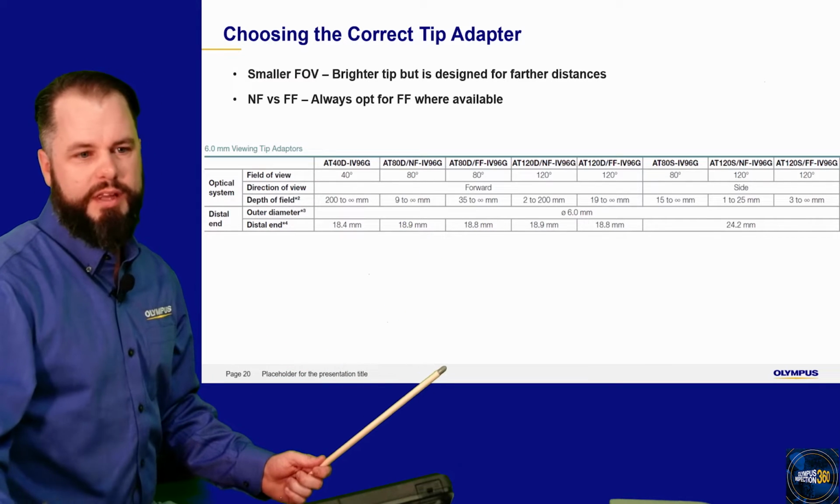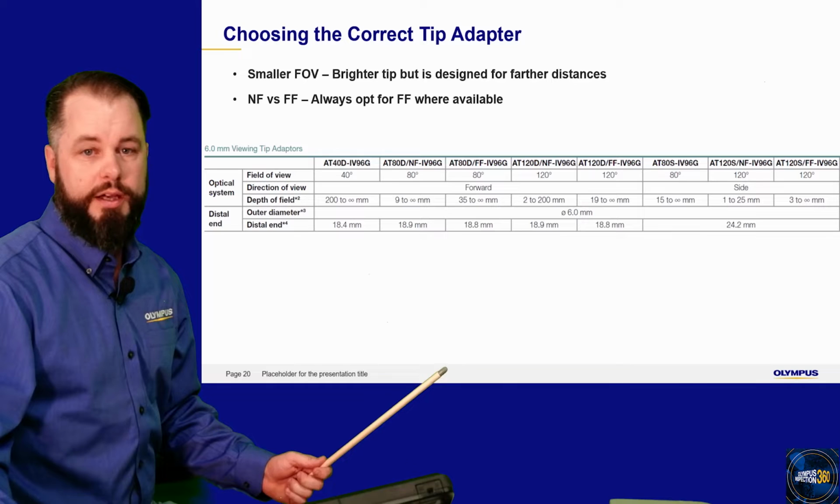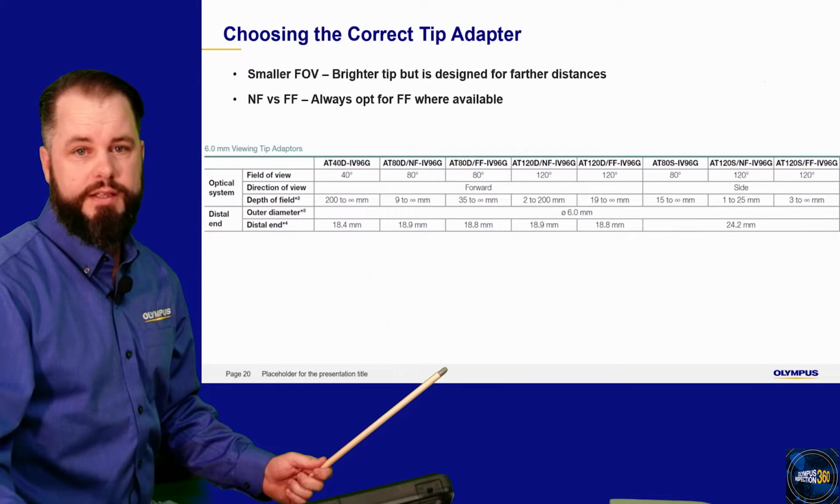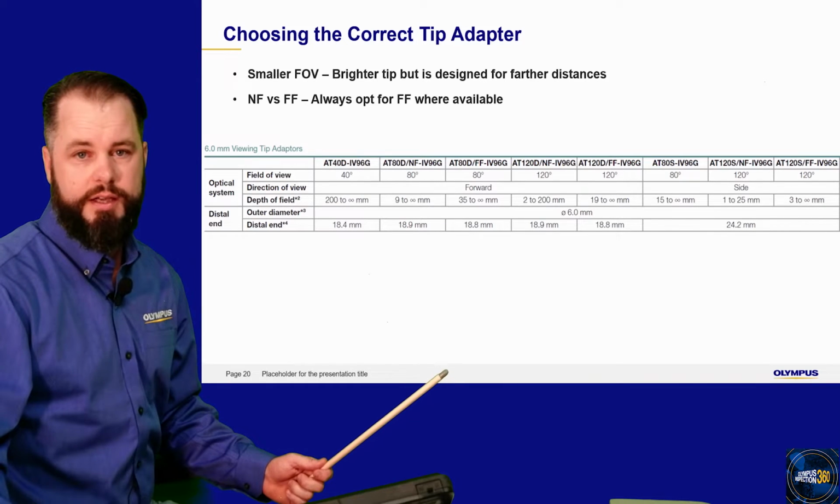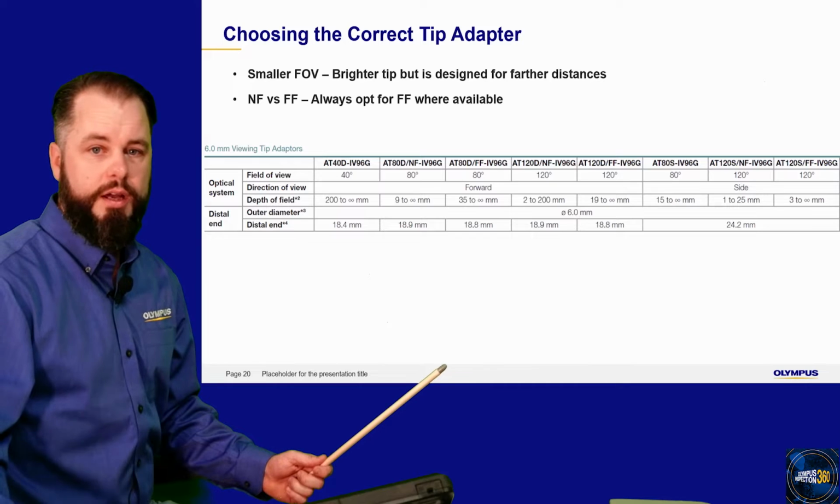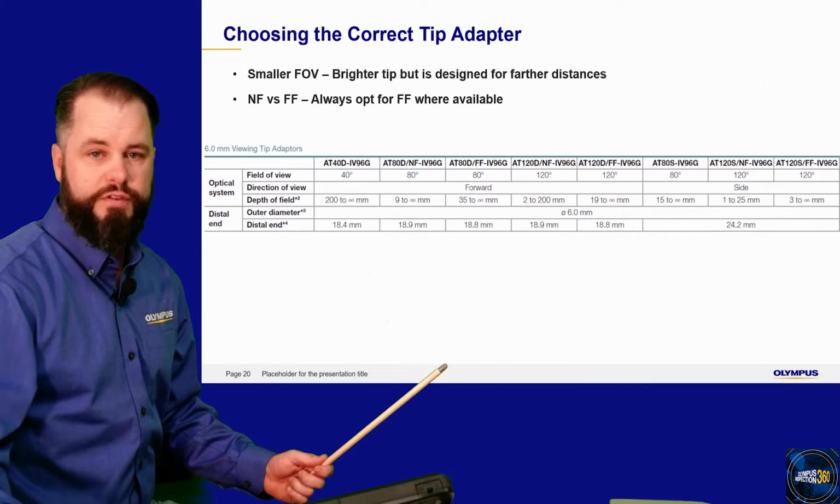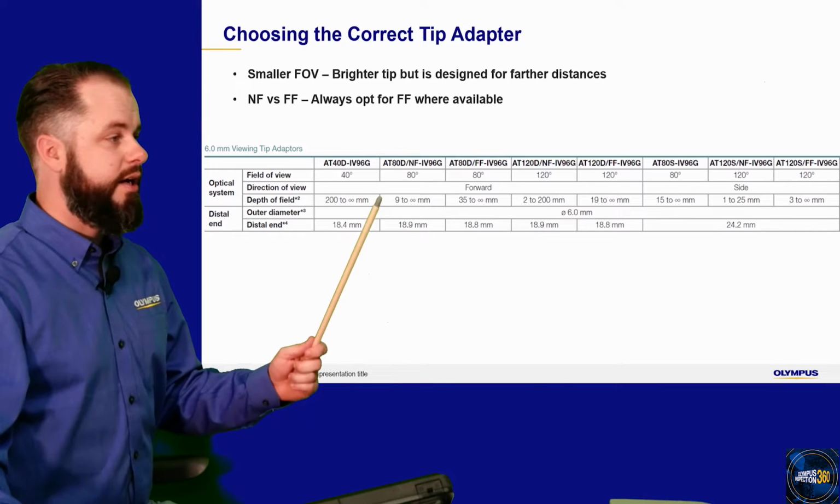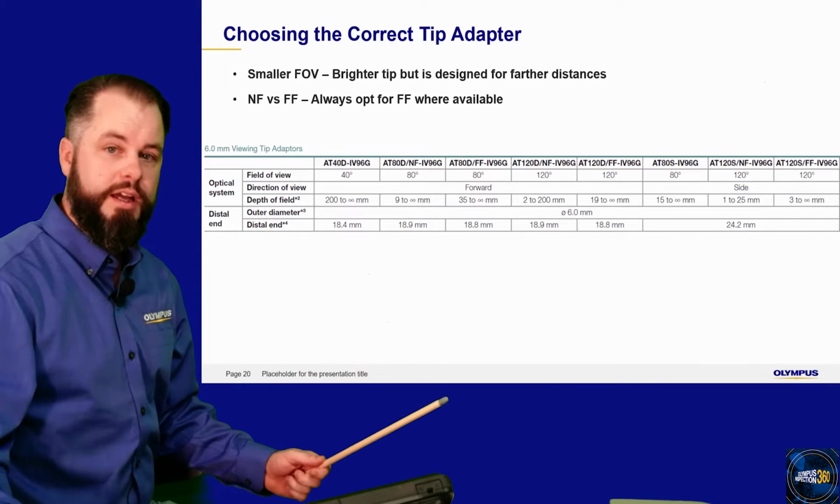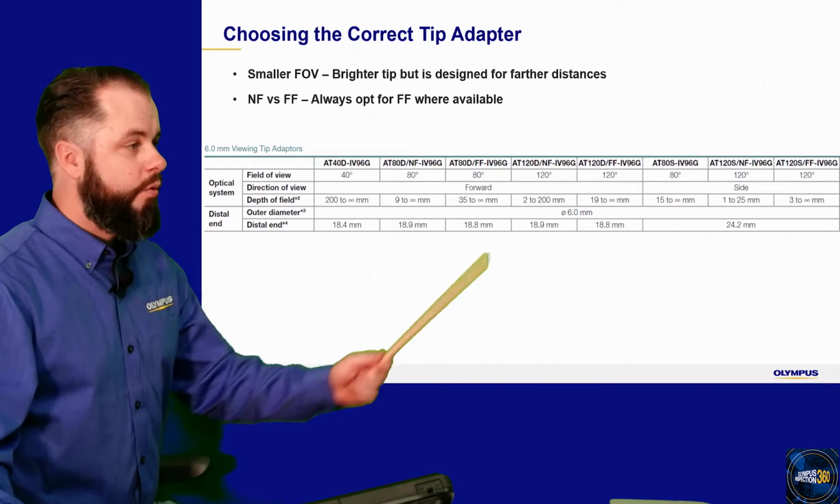If you need to see something that may be 1 or 2 feet away, a common example is if you're inspecting a gearbox inside or on top of a wind turbine, you may need to see a gear tooth 1 or 2 feet away inside the gearbox. An 80-degree tip is very effective in that sort of situation.